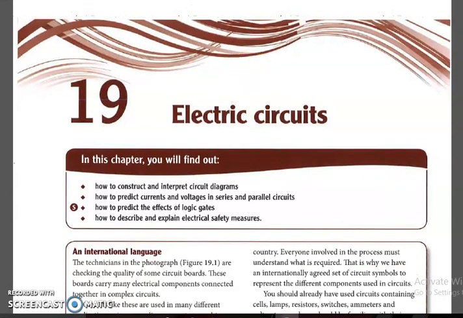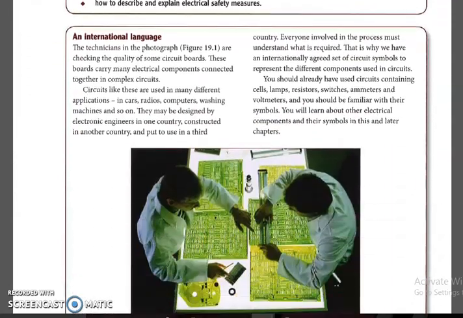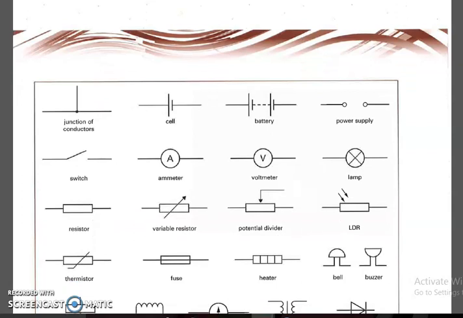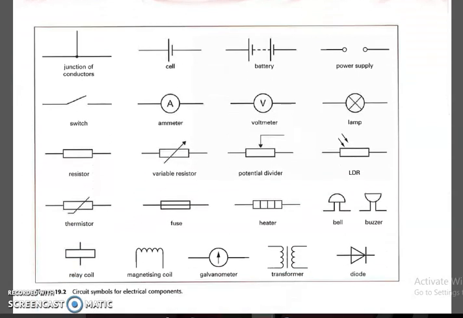So first I will show you some circuit symbols. Already you will be familiar with these types of circuit symbols. The first circuit symbol is a junction of a conductor. When three circuits or two circuits meet, this is a junction of a conductor.